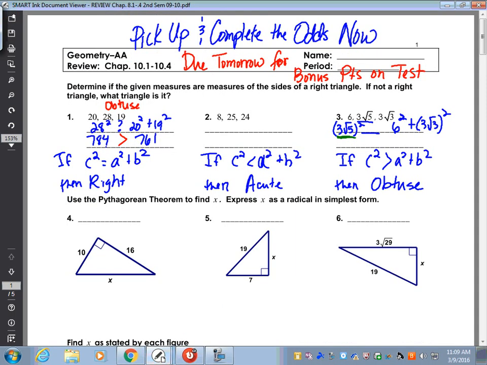So this is 45. 6 squared, you should know, is 36. This one, I need to put in the calculator and figure out what number that is using the parentheses. I'll let you practice that so you can do it on the test. Use your parentheses. The parentheses are by the 0.